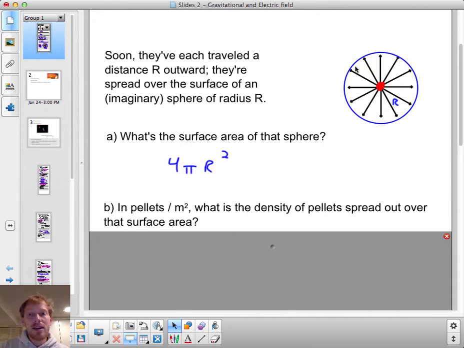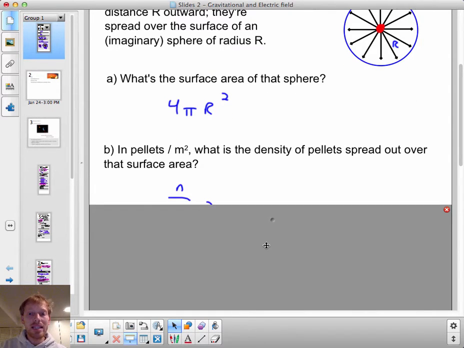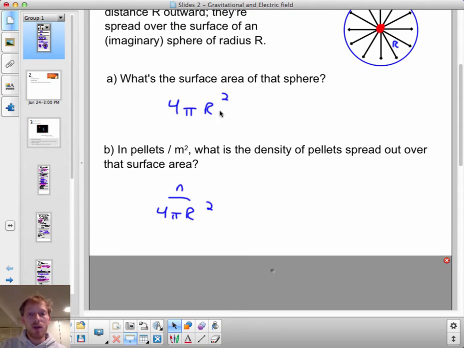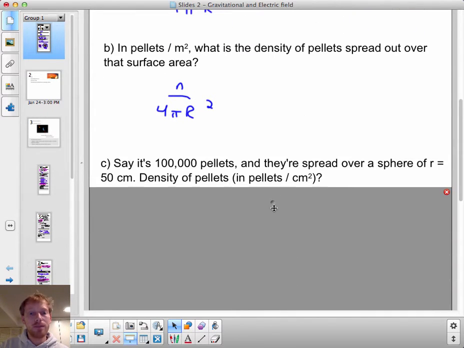Well, now I'd like to consider the density of pellets in pellets per square meter, or pellets per square centimeter. You can imagine that there's this surface that the pellets are spread out over, and you can imagine saying how many little pellets there are in each little patch of surface area. And so I guess, what is the density of pellets spread out over the surface area? Well, if there are n pellets spread out over a surface area of 4 pi r squared, then the density is n over 4 pi r squared.